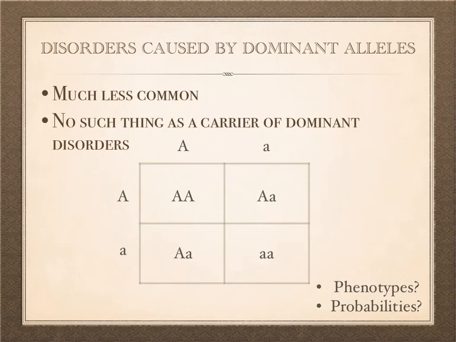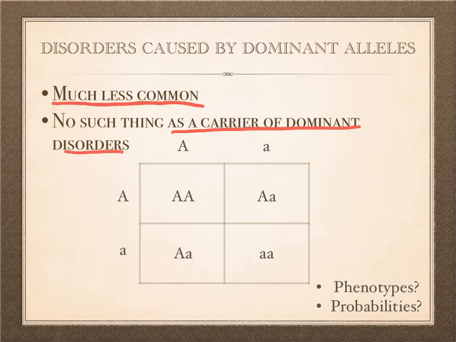There are also some human genetic disorders that are caused by dominant alleles. These are much, much less common. Because it's a dominant allele, you wouldn't have a carrier of a dominant disorder, because if you had the dominant allele, you would display this genetic disorder.